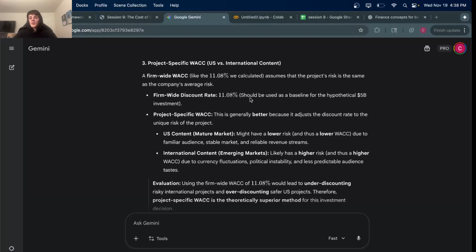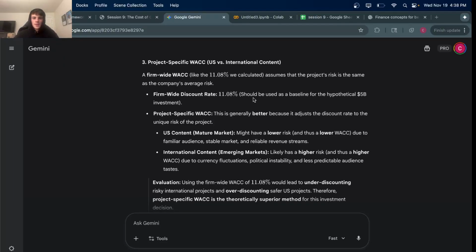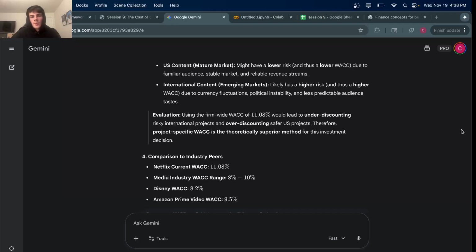We can see the political instability all over Europe. I mean, the wars in the Middle East, Ukraine right now. So you can see how the markets over there aren't going to be as stable as a country like the United States. And so using the firm-wide WACC of 11.21% would lead to under discounting risky international projects and over discounting safer U.S. projects. Therefore, project specific WACC is the theoretically superior method for this investment decision.